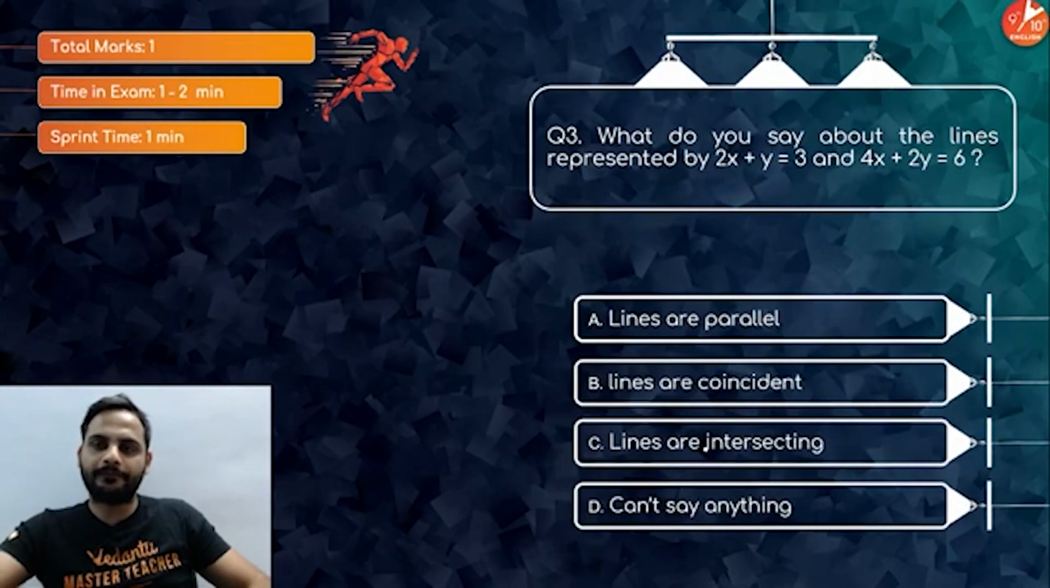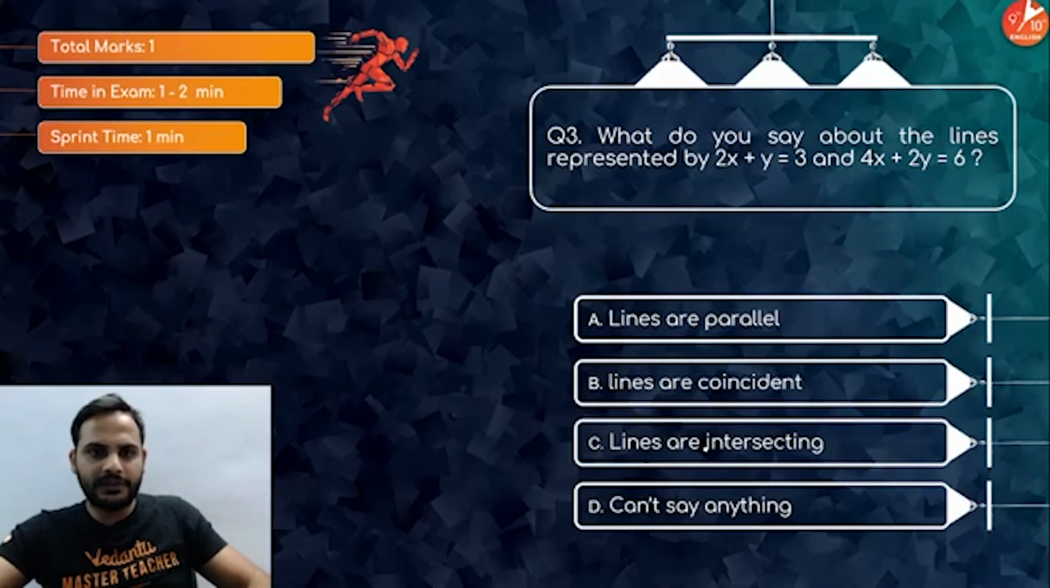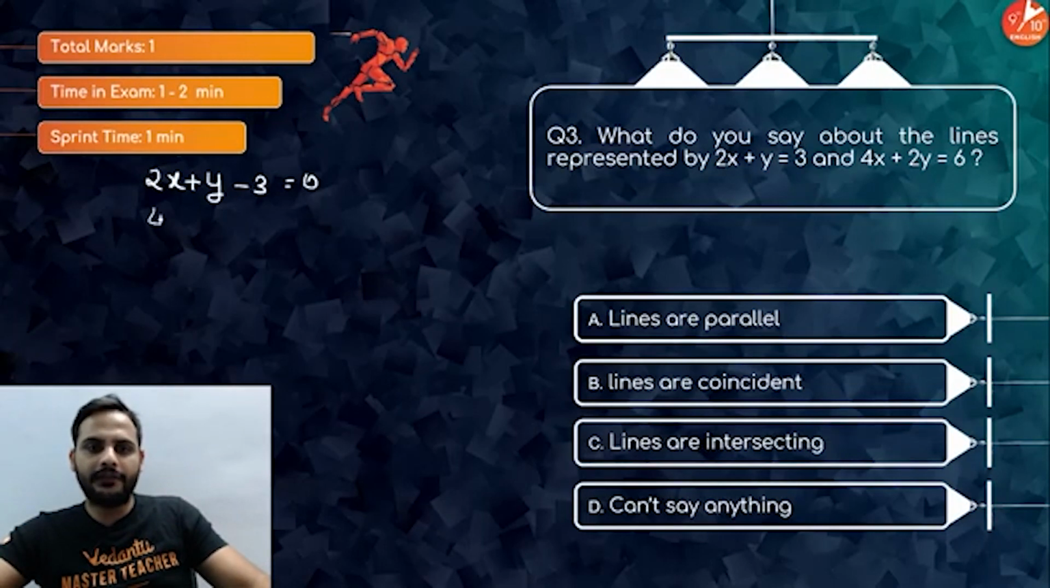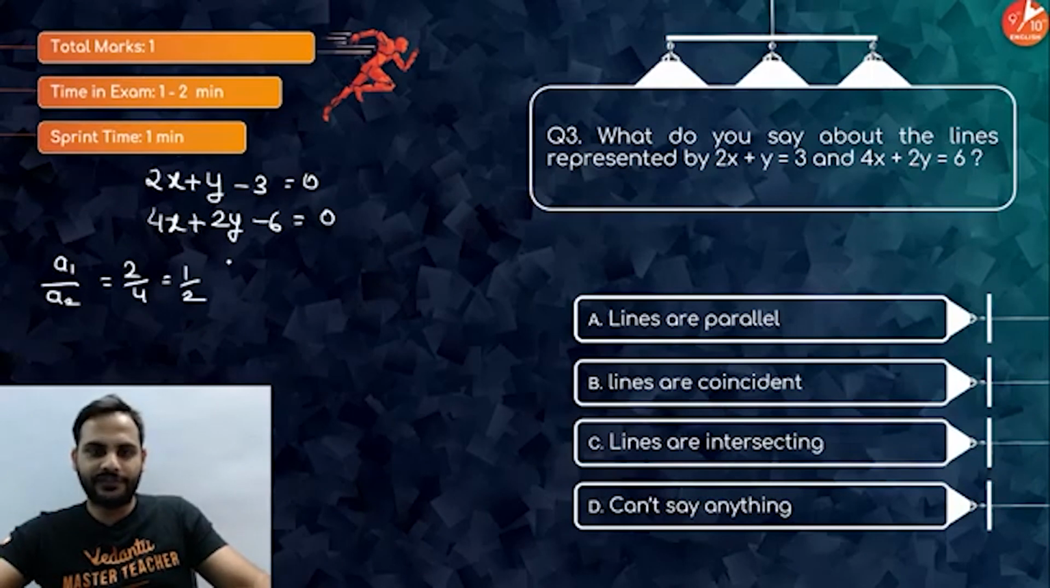Okay, next one. What do you say about the lines represented by these two equations? So let's do one thing. Let's first represent both of them in the general form. So it will be 2x plus y minus 3 equal to 0, and here 4x plus 2y minus 6 equal to 0. What is a1 by a2? a1 by a2 will be 2 by 4, which is 1 by 2, the coefficients of x. What is b1 upon b2? b1 upon b2 will be 1 by 2.